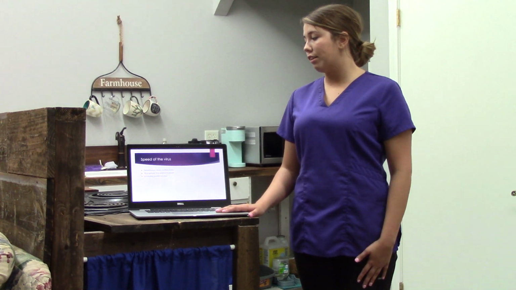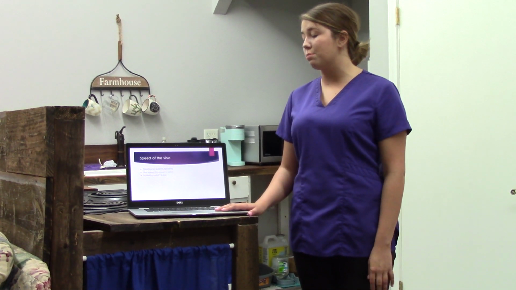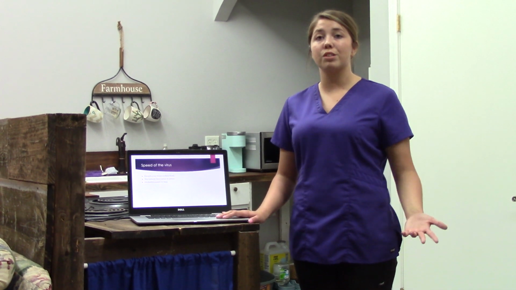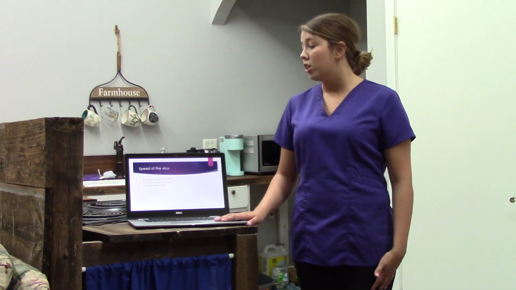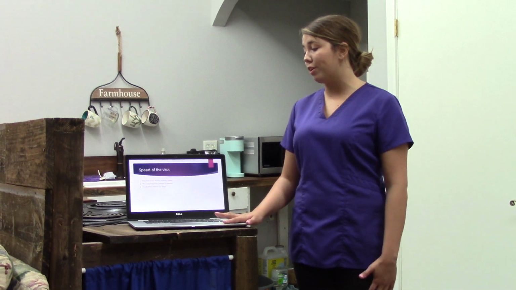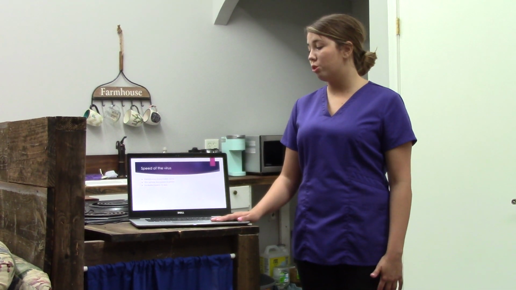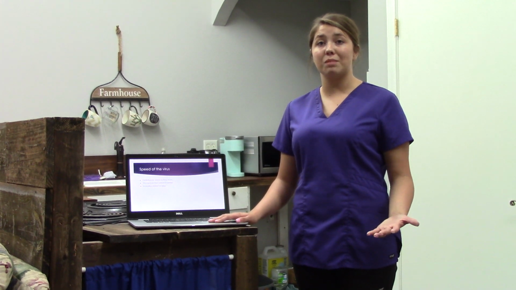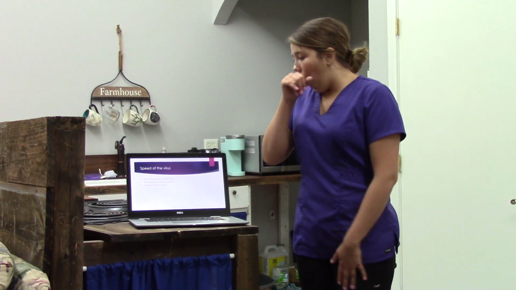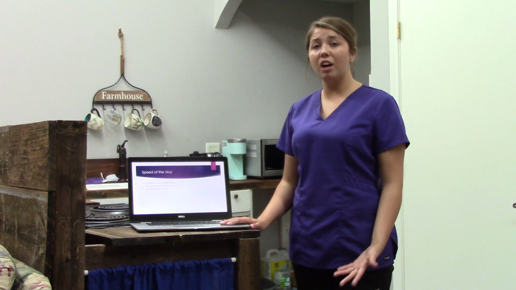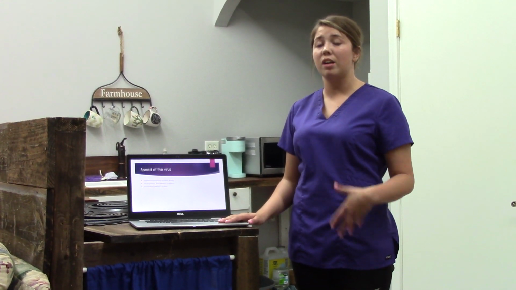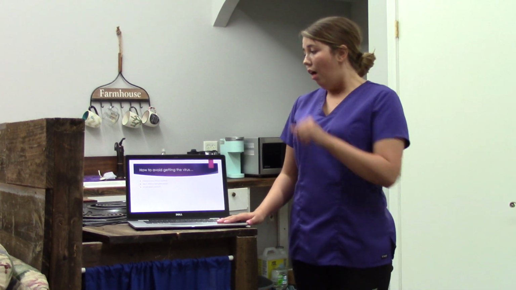So, the speed of the virus. Parainfluenza viruses multiply very slowly, but the virus spreads from one person to another fairly fast. The incubation period for the virus is 2 to 6 days. So even though you might not show symptoms of the virus, you could still have it because it just hasn't shown its symptoms yet.